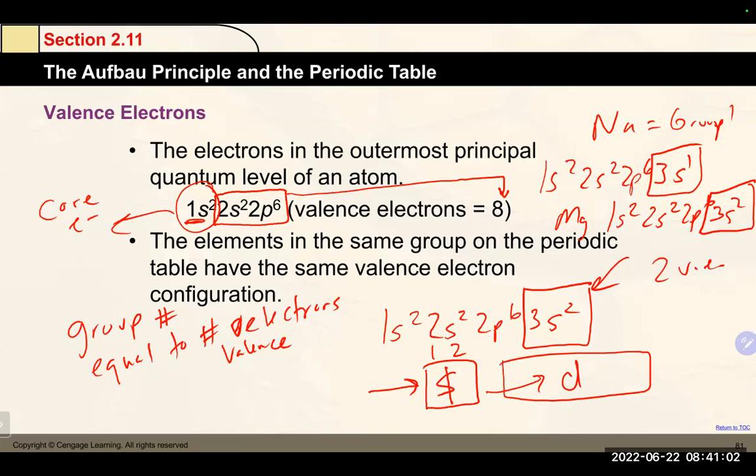So a lot of people will roll with 2 for these, which is the 2 s electrons. But I have seen people say, hey, they could have upwards of 10 to 12 because those d orbitals can be in use as well. Any questions on valence electrons there?